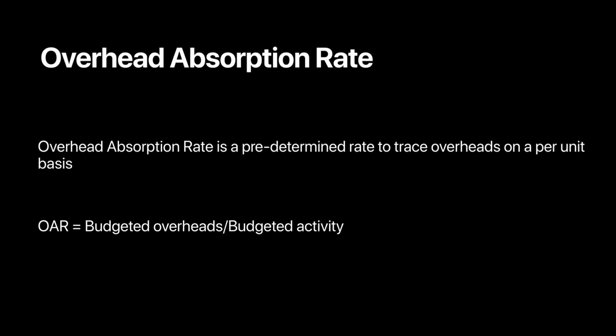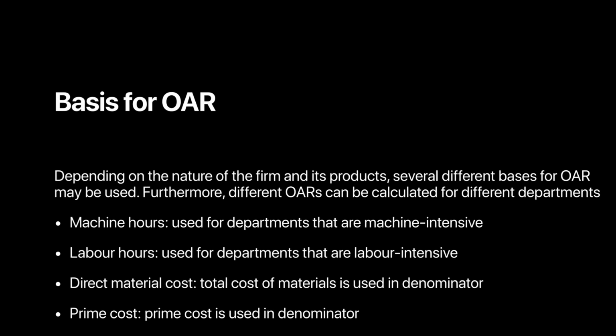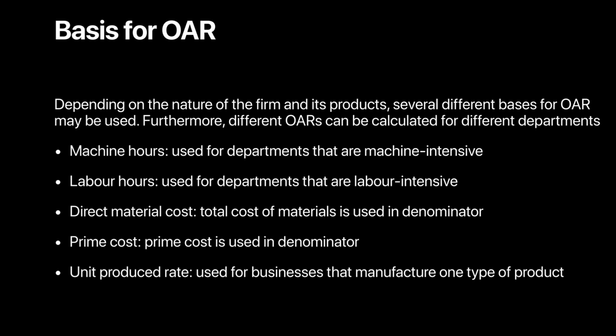Now, what I want to talk about is what is budgeted activity. Budgeted activity is any suitable activity the firm feels will help them in tracing overheads on a per unit basis. The activity is not limited to just output, there can be other activities as well. So you can have overheads being traced on machine hours, so the firm can link how many machine hours the product would consume and trace overheads accordingly.